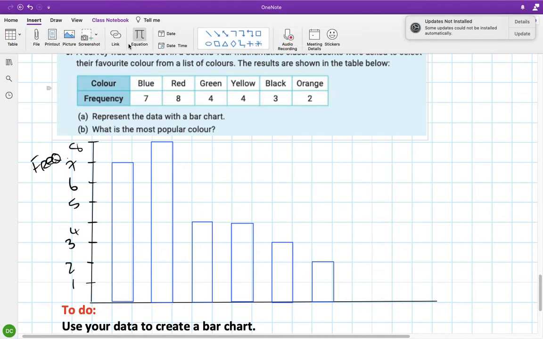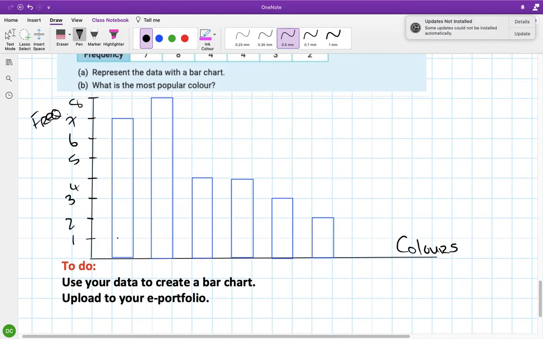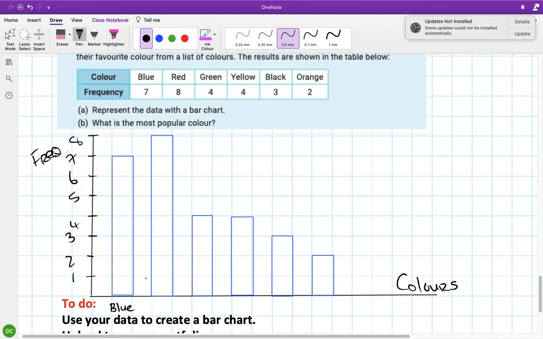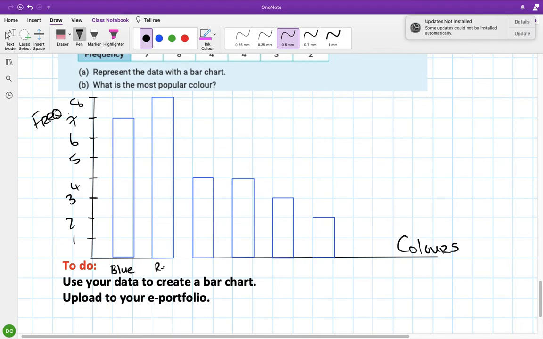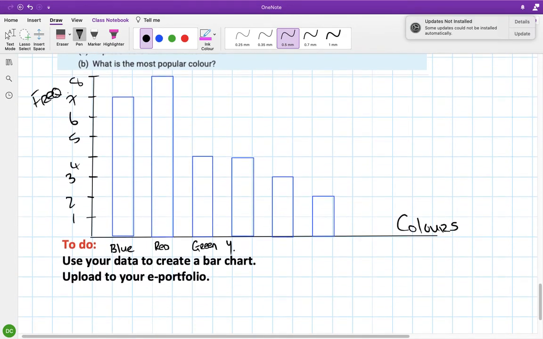Okay, so this one here is colours, and the colours are, I'm going to struggle with these, as small as I can. So blue, this one is red, green, yellow, black, orange. Actually not too bad.